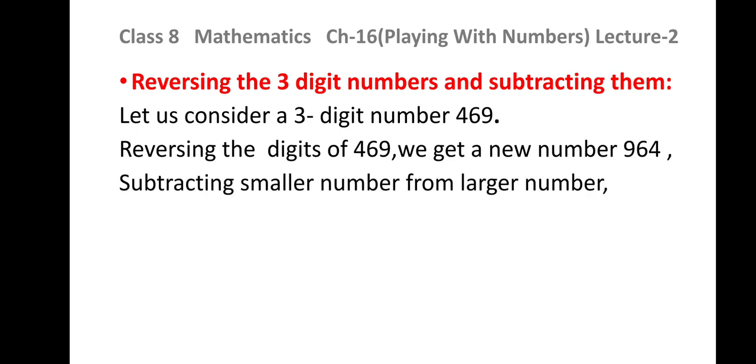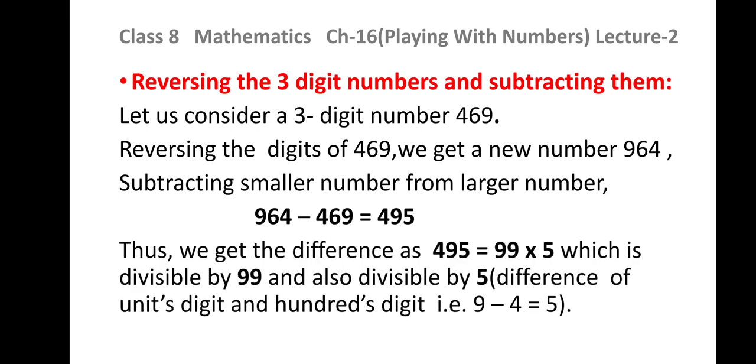Subtracting the smaller number from the larger number, it will be 964 minus 469, which is equal to 495. Thus, we get the difference 495, which is equal to 99 into 5. This is always divisible by 99 in this case, and also divisible by 5, which is the difference of the units digit and hundreds digit. In the number 469, the digit at ones place is 9 and the digit at hundreds place is 4.